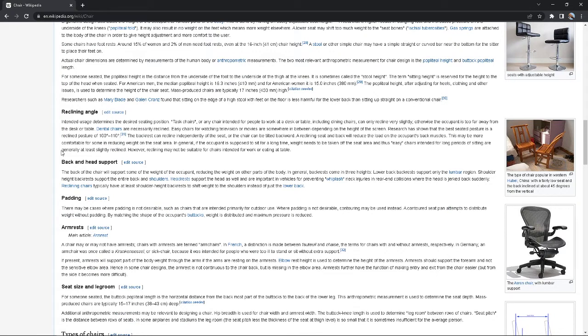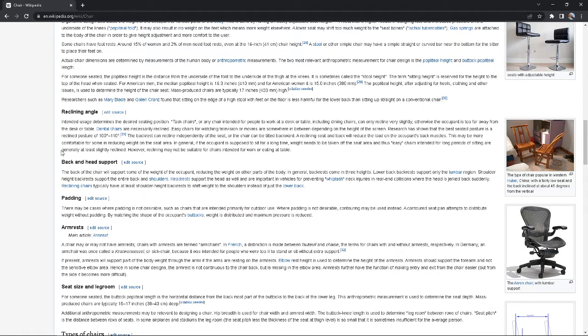Seat size and leg room. For someone seated, the popliteal length is the horizontal distance from the backmost part of the buttocks to the back of the lower leg. The anthropometric measurement is used to determine the seat depth. Mass-produced chairs are typically 15 to 17 inches, 38 to 43 centimeters deep.